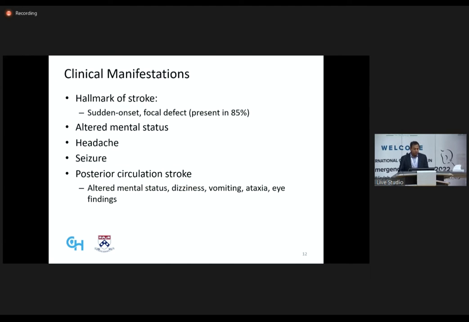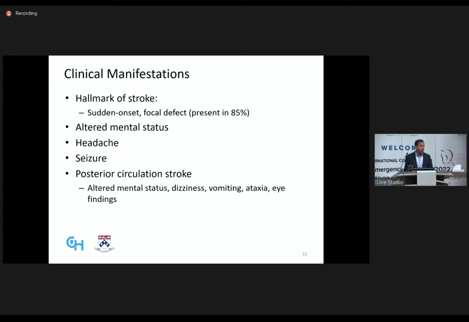So what are the clinical manifestations of stroke? The hallmark of stroke is sudden onset focal deficit. And what can that deficit be? It could be facial nerve palsy, some vision defect, weakness of upper extremity function, weakness of lower extremity function. They could be combined. There might be some voice defects, slurring of the speech. So any kind of sudden onset focal neurologic deficit, always think about the possibility of stroke.